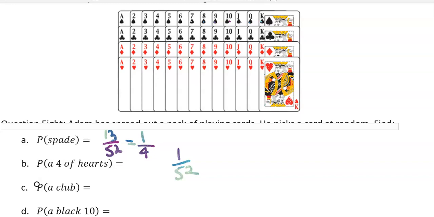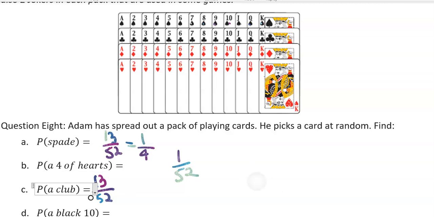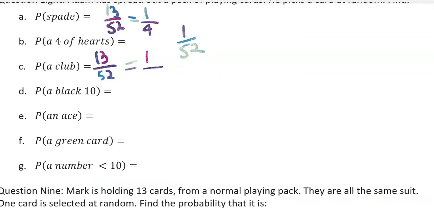All right, the probability of a club. How many clubs are there? Well, this is our row of clubs. You can see again a quarter of the pack are clubs. Or look at it this way, there are 13 clubs out of 52 cards in total. These can both be divided by 13, so we're going to divide top and bottom to simplify. How many 13s are in 13? There is 1. How many are there in 52? There is 4. So 1 out of 4 chance of choosing a club.